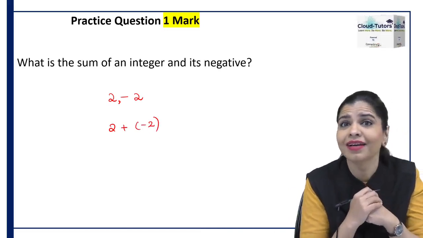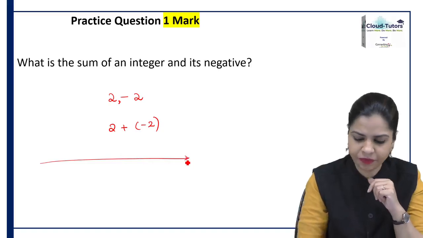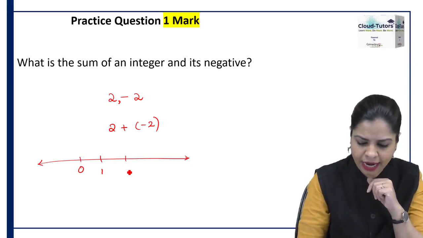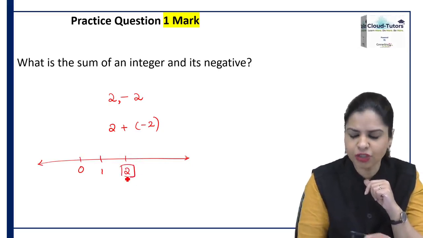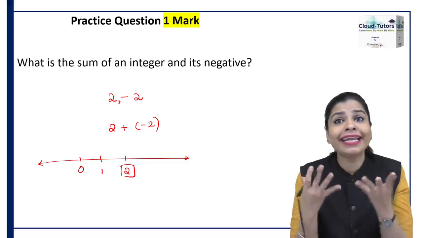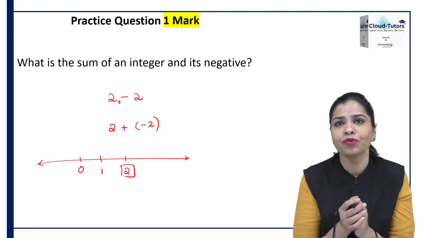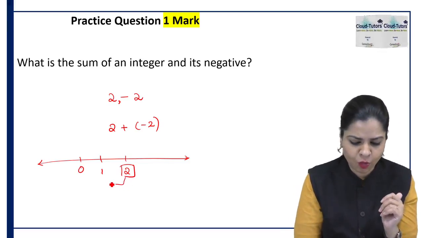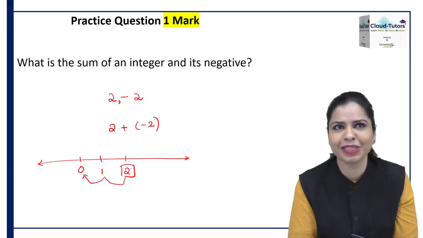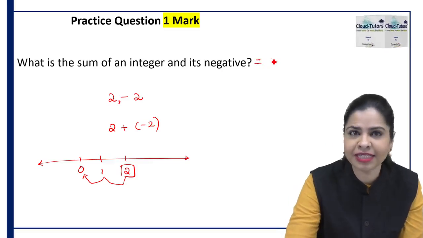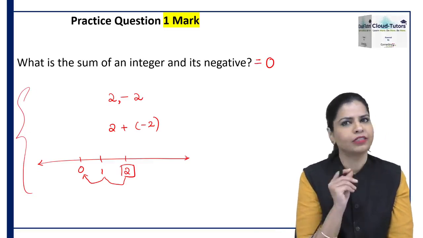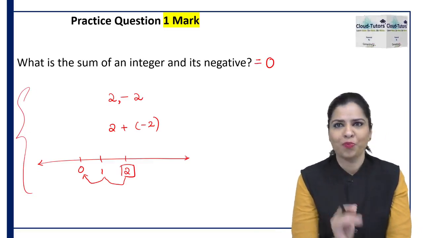If I draw a number line, say 0, 1 and 2. My starting point is 2. Negative 2 has to be added. Negative number. So which direction will I move? To my left. So 1 and 2. Where am I? At the 0 point. So the answer for this is equal to 0. This is for your understanding only. So the answer is 0. Clear?